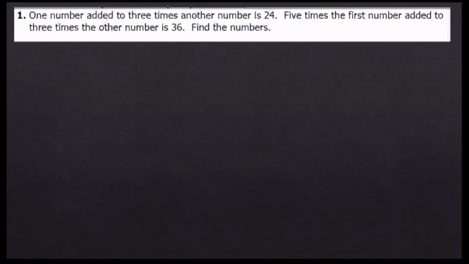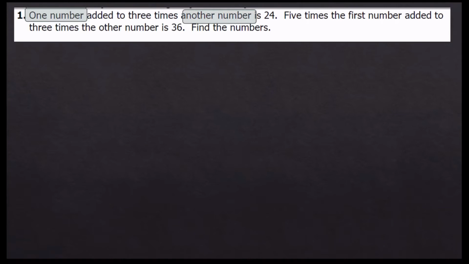One number added to 3 times another number is 24. So we know we have one number and we're adding it to another number. Those are 2 different numbers right now. We don't know what they are. So that's 2 different unknowns. Then it says 5 times the first number added to 3 times the other number. Find my numbers. So we're looking for numbers that when we do get the actual answer, 3 times one of them added to the other is 24. 5 times one of them and 3 times the other is 36.